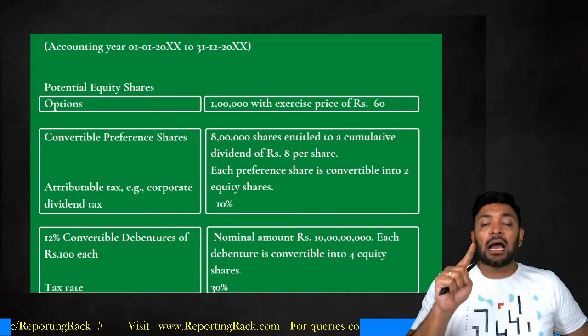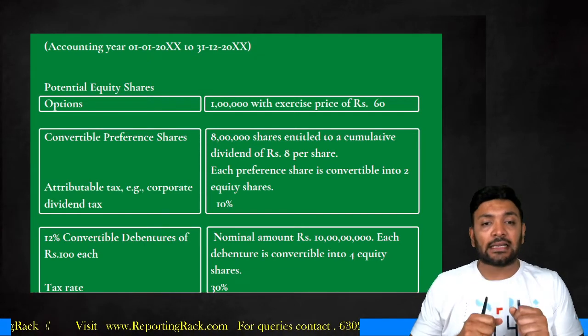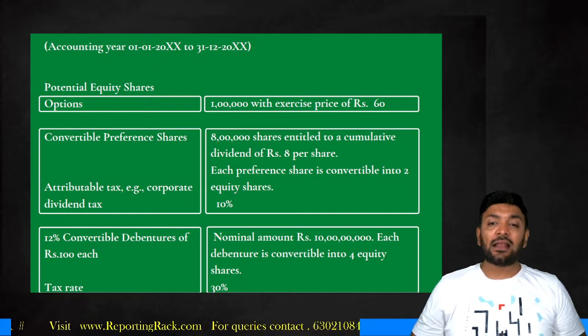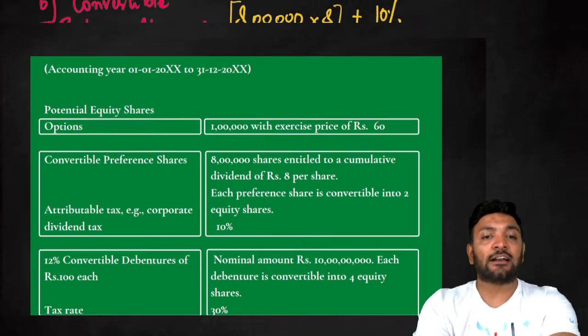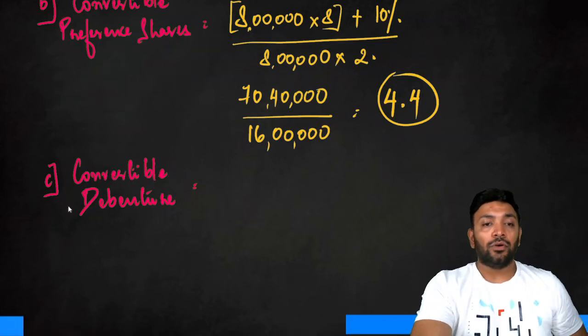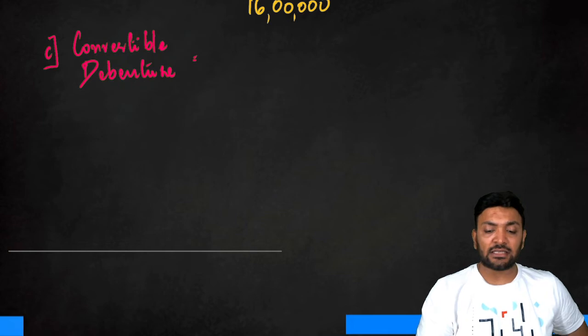In the numerator part, I will save on debenture interest, but I will pay excess tax. And what is your tax rate? 30%. So calculate and check what is your dilution factor. Calculate the dilution factor, guys, for convertible debentures.